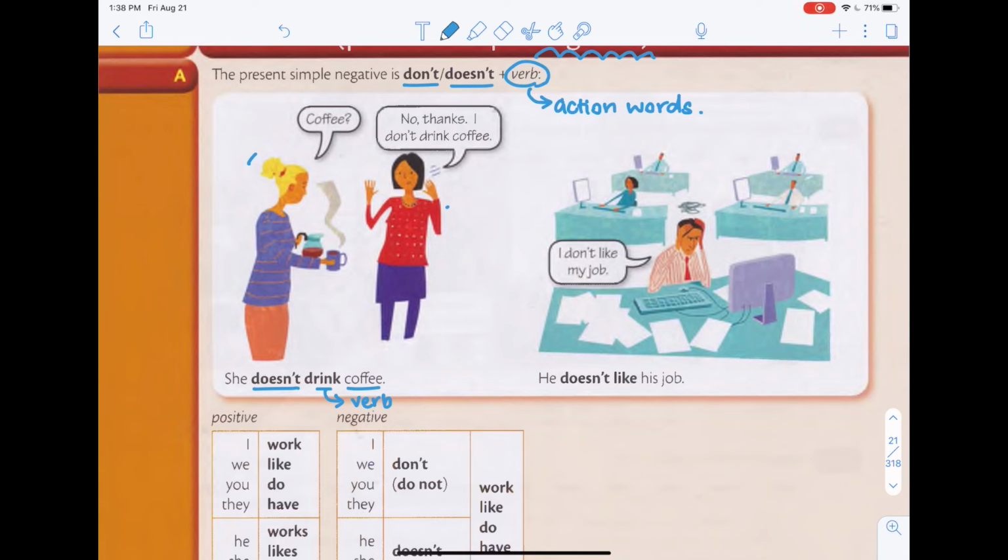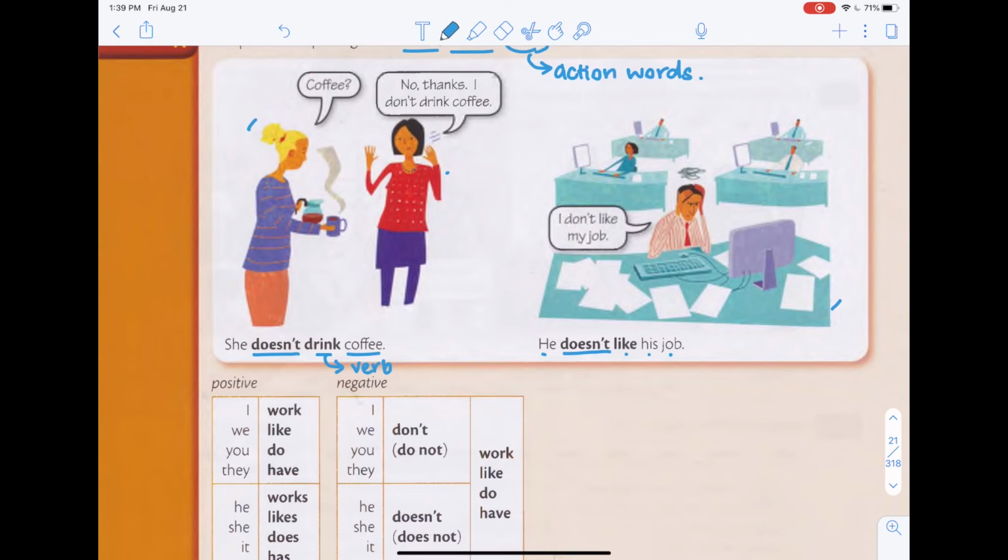And this person in the second picture, he's saying, "I don't like my job." So how do you describe this picture? You say he doesn't like his job. Because you're talking about she, he, or it, you would use the word doesn't. But in this picture, she is talking about herself, using the word I. That's why she used don't. He is using the word I, so he uses don't. So if it's I, you, we, they, you use don't. If it's he, she, it, you use doesn't.